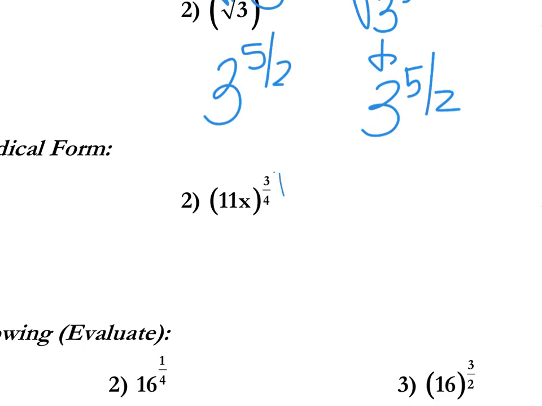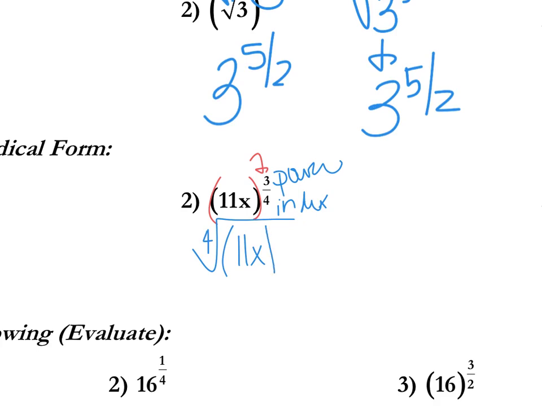Once again, this is the power. This is the index. Now, because 11x is in parentheses, all of this is going to be taken to the 3rd power. So 4th root of 11x to the 3rd, or you could write it like this, where the power's on the outside. It means the same thing. Okay. And then the last example is just number 2 again, but just different numbers.